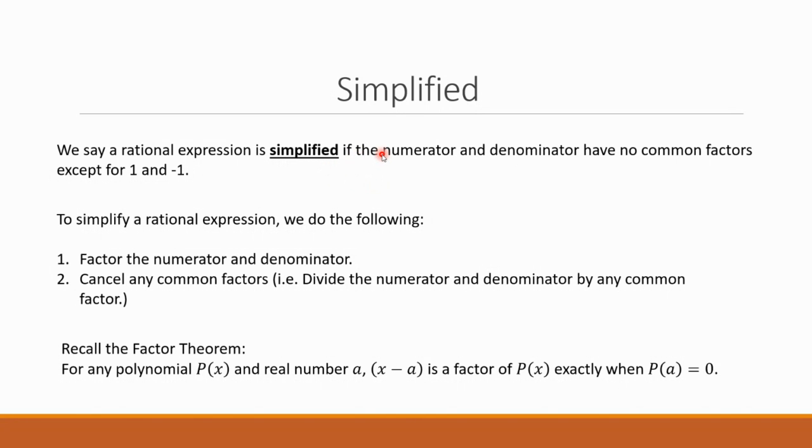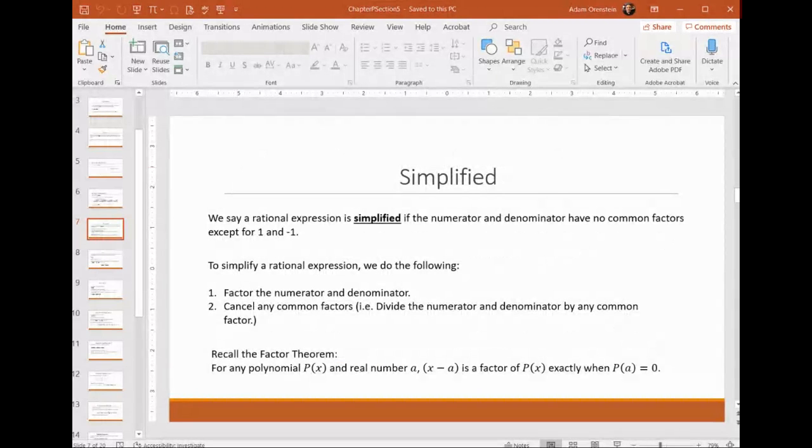I mean, 1 and negative 1, those could be factors of polynomials. And they're always going to be factors of any two polynomials. You just can't get around it. But if those are the only two, then we say it's simplified. Again, that's just a definition here.